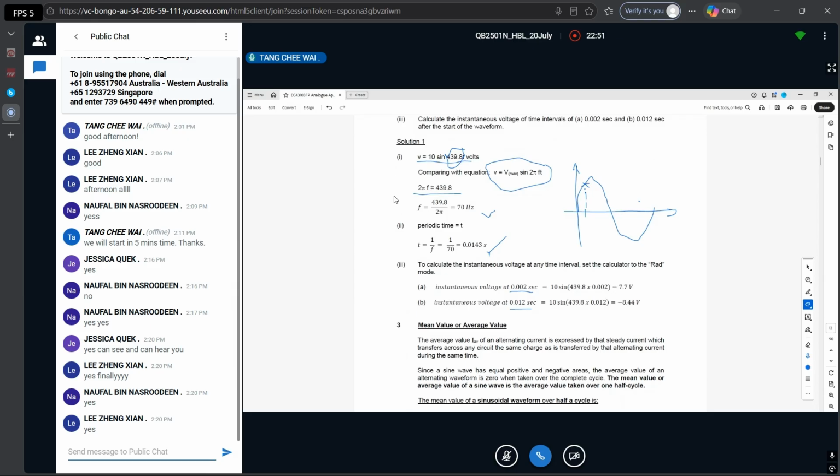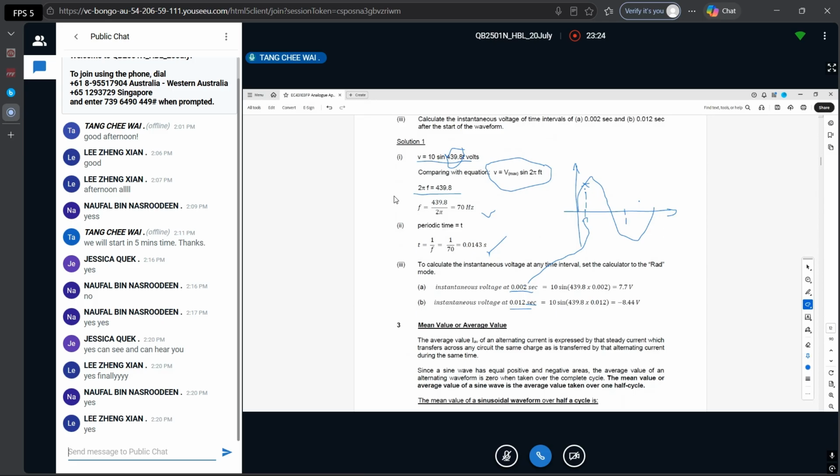For example, you find that this is 0.02 second. This time. And then you have the instantaneous voltage at this level. And then further down, you say, I have another time at 0.012 second. Maybe it's somewhere here.